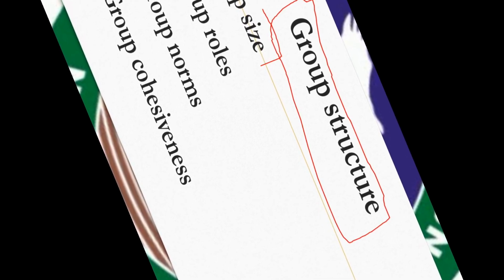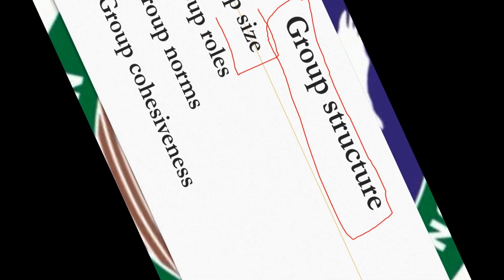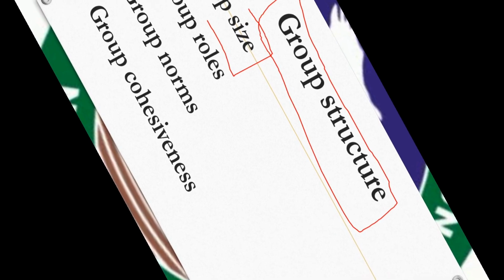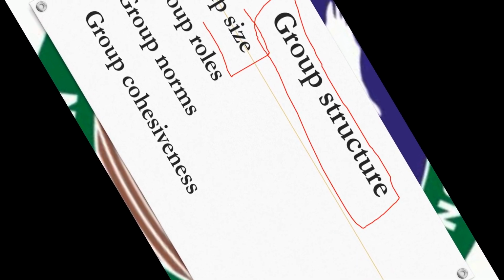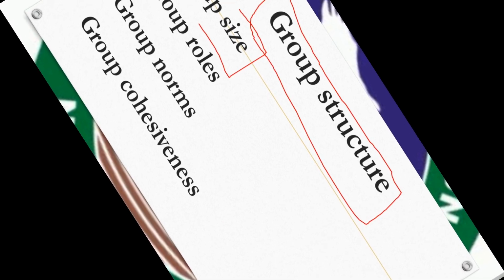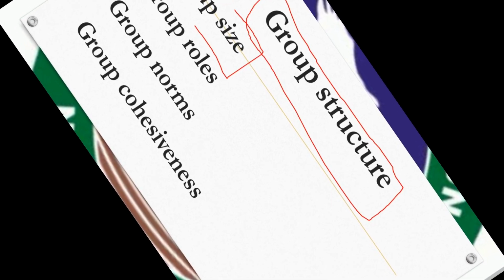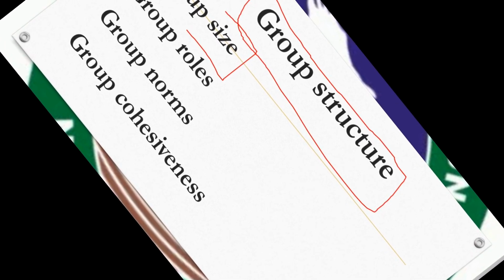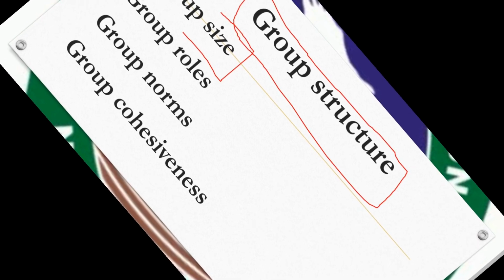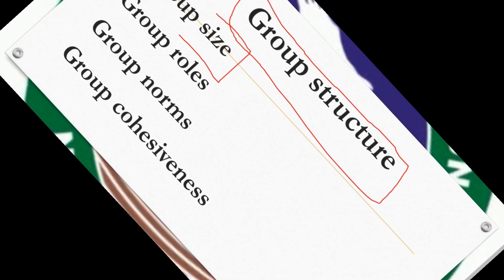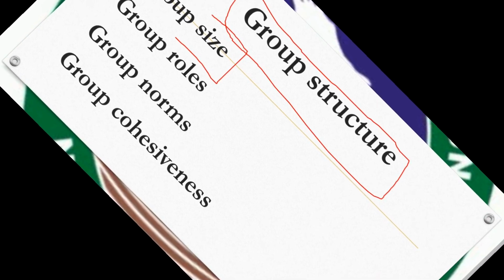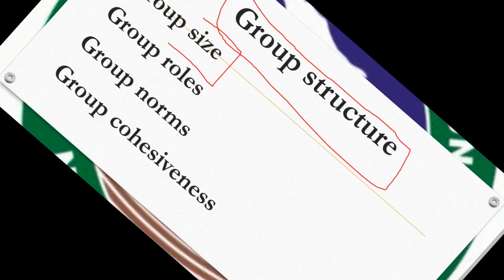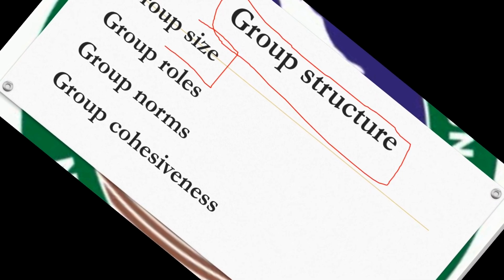Okay, group size. Group size here may vary from two people to a very large number of people. Remember, we say that the minimum number to form a group is two. So where two persons are gathered, we have a group. Small groups are between 2 to 10 people. Take note of that. It has an advantage of quick decision and they are more effective.